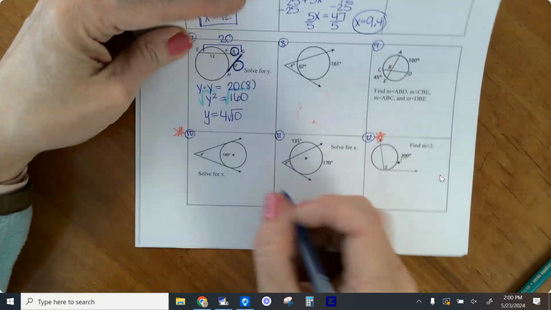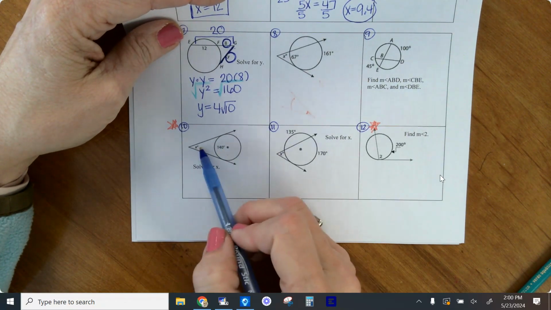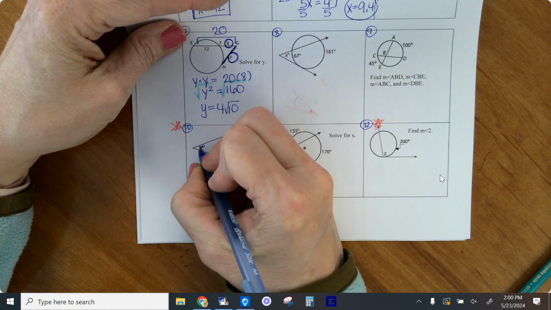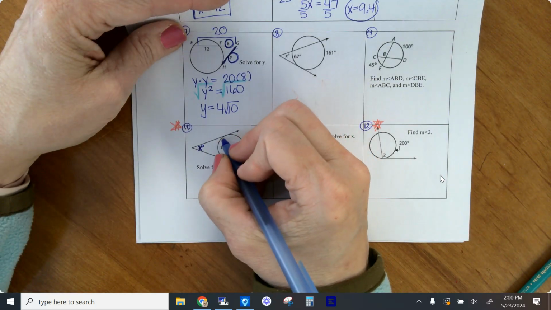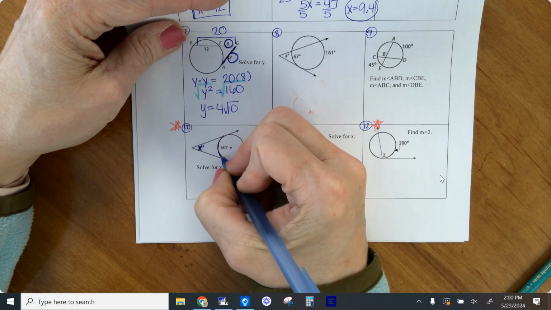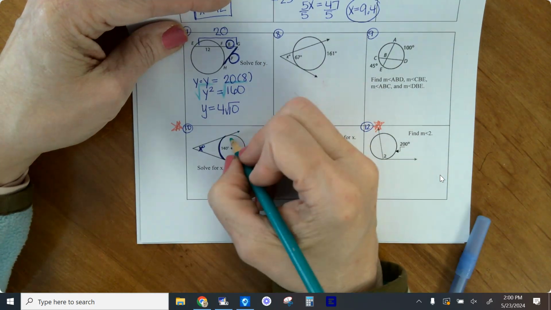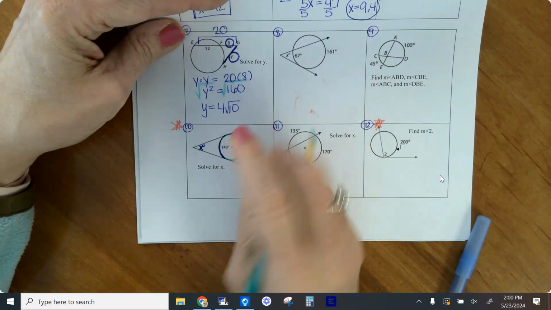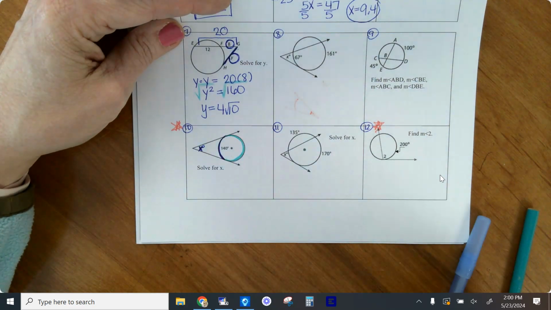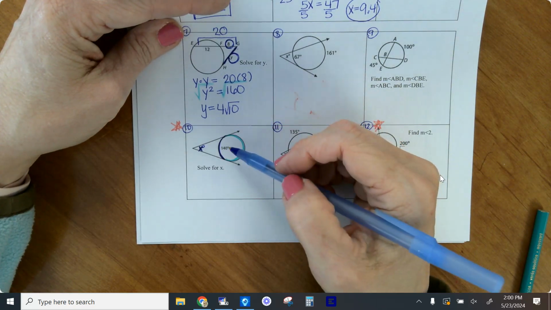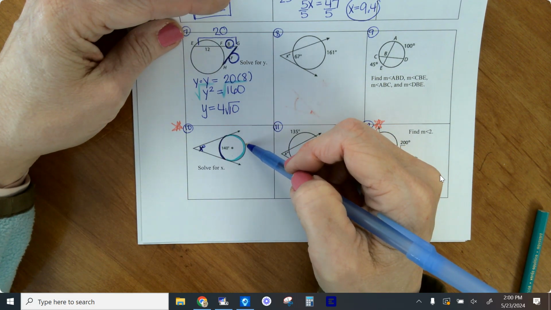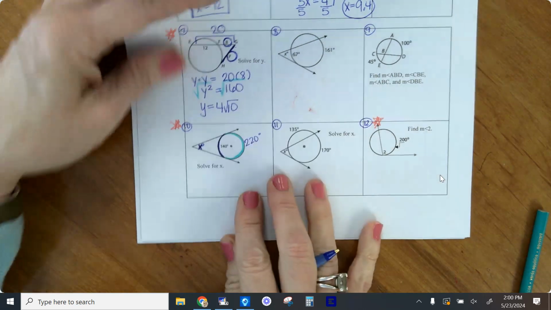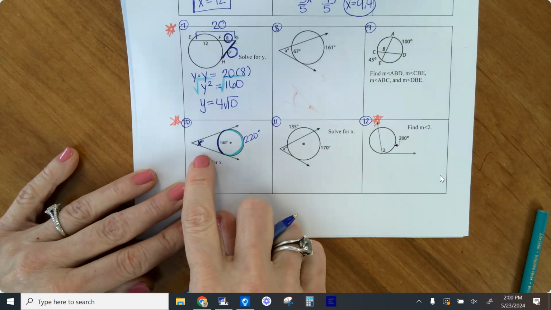All right, so now we're dealing with angles. This is x degrees, and this vertex is outside. We have an arc right here that is 140. Well, a circle is 360 all the way around. So if that side over there is 140, what's this side? 220. So I have this arc, and I have this arc, and I have x degrees.